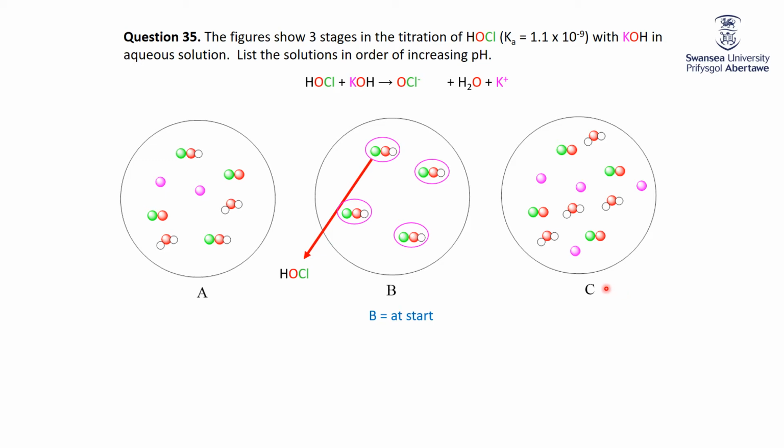We go up to C, there's no HOCl left anymore. All 4 of those HOCls have been turned into 1, 2, 3, 4 OCls. We got 4 potassiums, 1, 2, 3, 4, and we got 4 waters. So this is at the start. This one here, we've still got 2 HOCls left. So this must be during the titration.